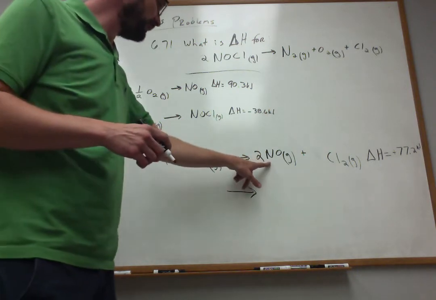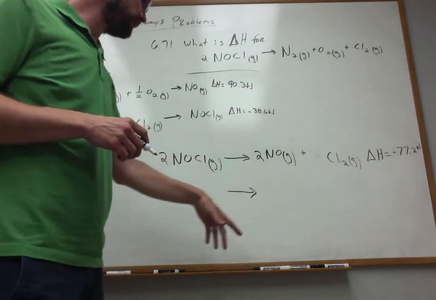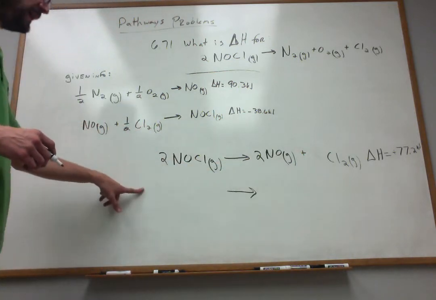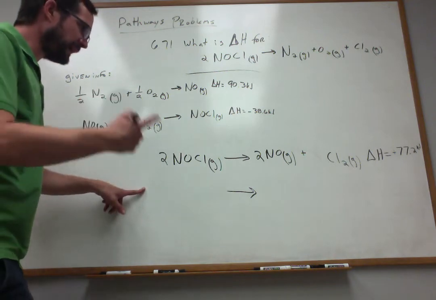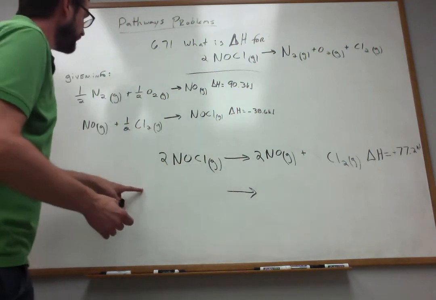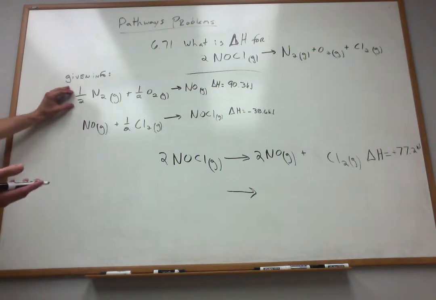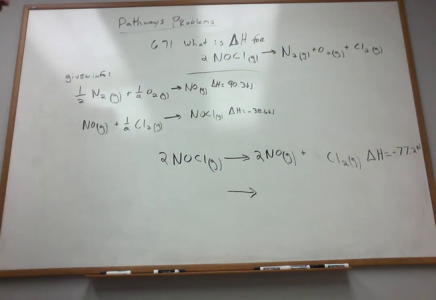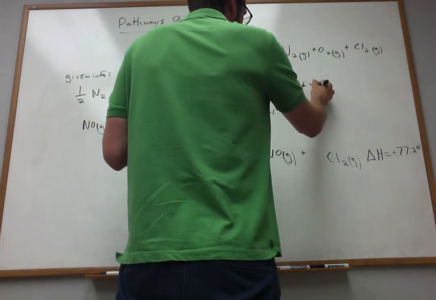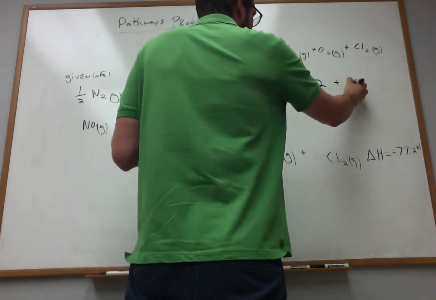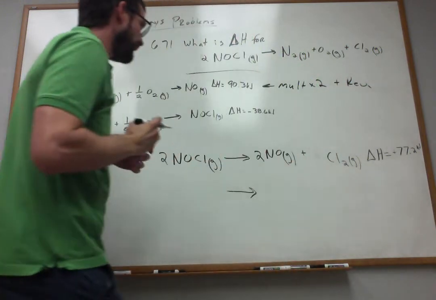Let's see. It appears in this reaction as a product, which means it needs to be on this side here so I can get rid of it. And not only does it need to be on this side, I need 2 copies of it. And in my first reaction, I've only got 1 copy. So it seems like maybe what I need to do here is multiply by 2 again and reverse the reaction.